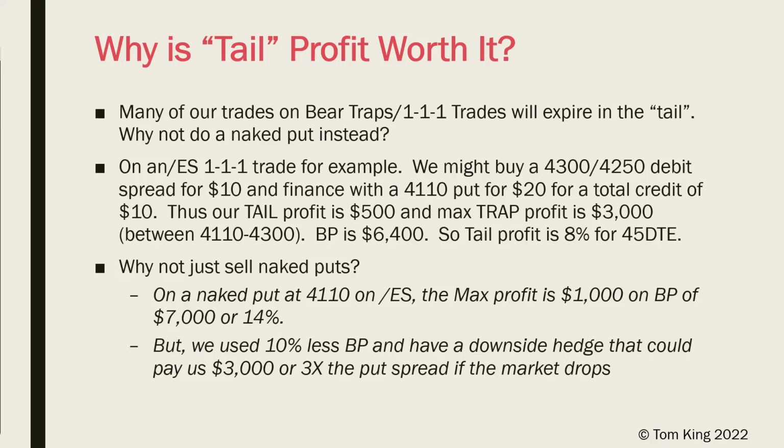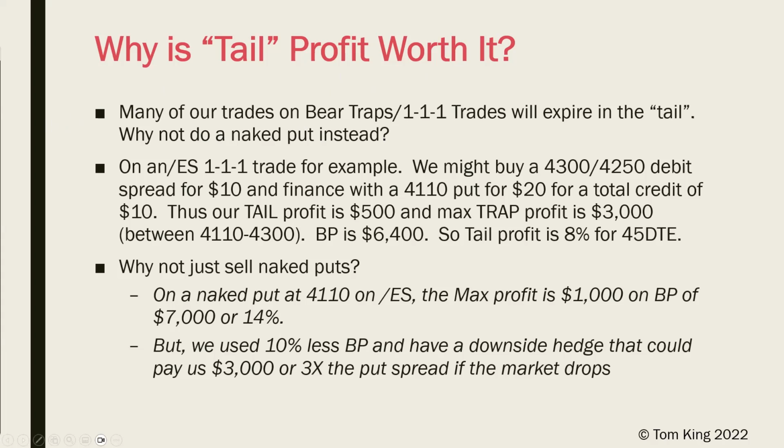So normally too on naked puts, I'm probably closing at 50%. But just for example purposes here, let's say you got the full 1,000. But if it drops, you still might expire, but I could make up to 3,000 versus 1,000, spending a little less on BP and being pretty comfortable in the trade.